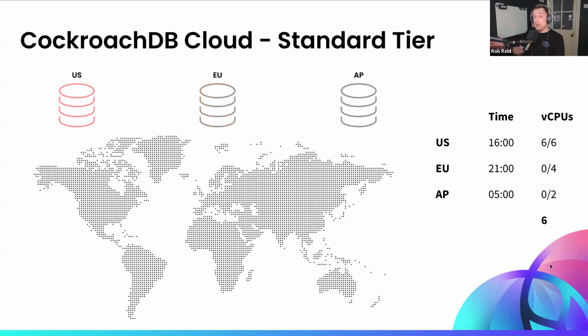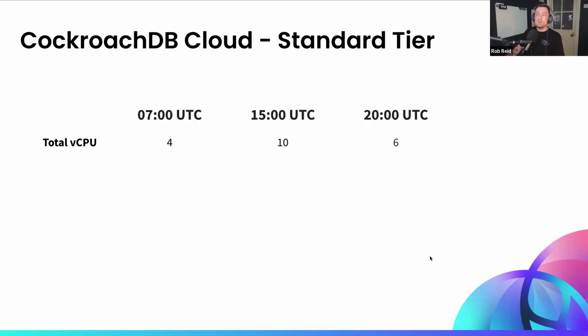Fast forward a further 5 hours, the US is coming to the end of its day, but it's still at the busiest period, 6 out of 6 vCPUs, whereas the EU and Asia Pacific are currently offline at 9 and 5 a.m. respectively, requiring 0 CPUs, a total of 6 vCPUs. So looking at 7 a.m., when Singapore was online, but none of the other regions were particularly busy, we required 4. Then at 3 o'clock UTC, we required 10. Before 8 UTC, 6 vCPUs.